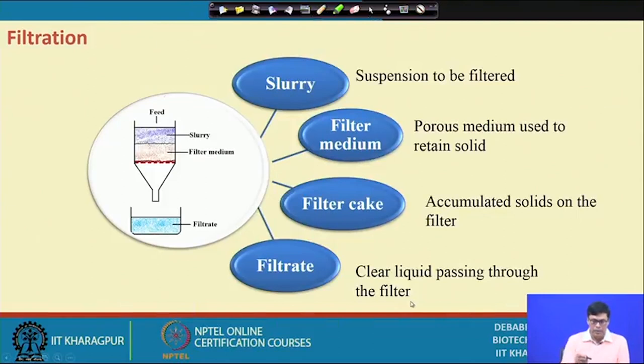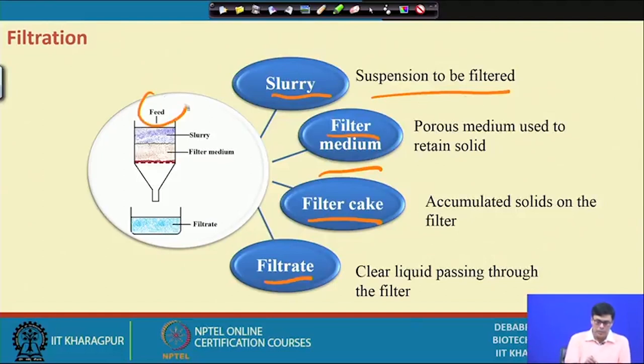Now, in this filtration, we have different things involved. One is slurry, then we have filter media, filter cake and filtrate. Slurry is the suspension to be filtered. This is the feed that comes in the form of slurry and is to be filtered. So, we put some kind of filtration media, a porous medium used to retain the solid. Then we have the filter cake, the accumulation of the solid on the filter, so that cake formation occurs, and whatever clear liquid comes out, we call it filtrate.